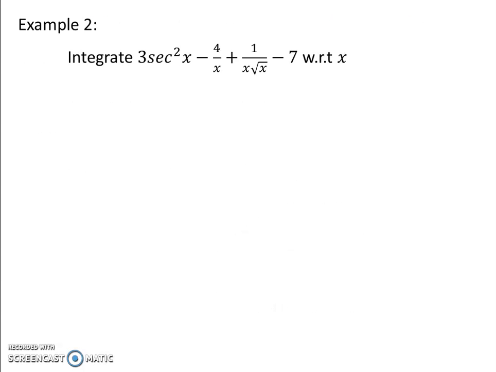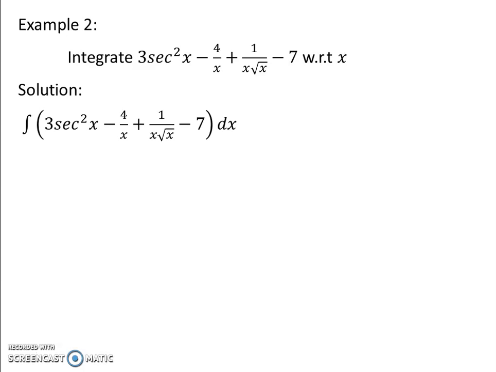Let us solve the second example. Integration of 3x square minus 4 upon x plus 1 upon x root x minus 7 with respect to x. So let integration of 3x square minus 4 upon x plus 1 upon x root x minus 7 dx equal to, we just simplify this term. This will be x raised to 3 by 2, since x root x is x into x raised to half, that is x raised to 3 by 2.